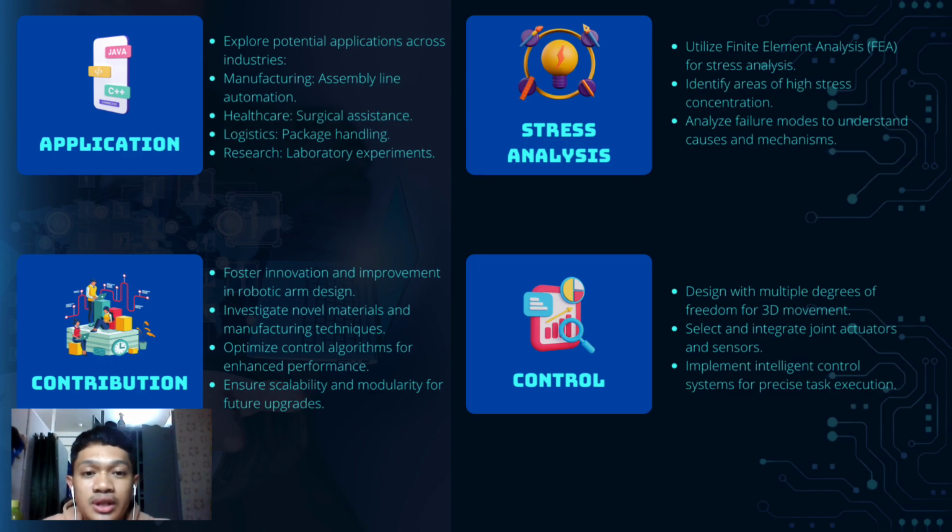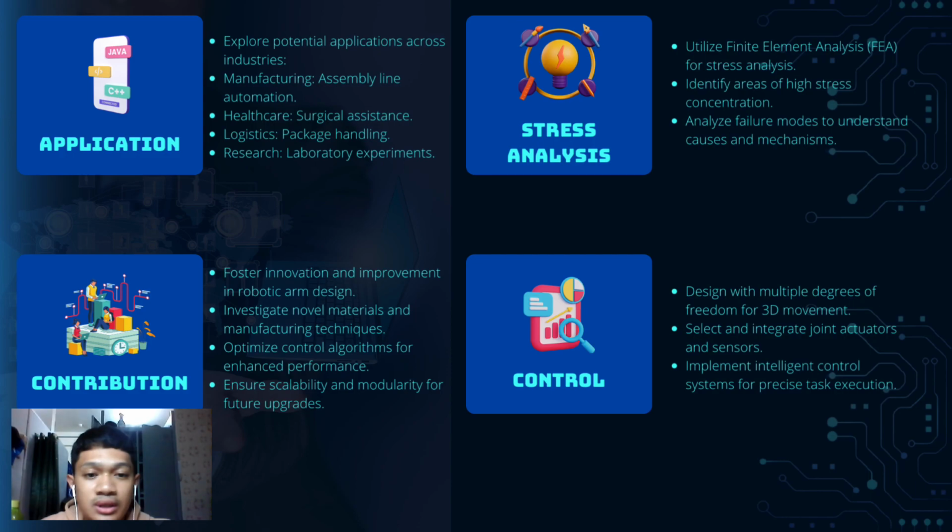In this project, we have done stress analysis for each part of the robotic arms. We utilized finite element analysis, which is FEA, for the stress analysis, and from this analysis, we can identify areas of high stress concentration. From this, we know the maximum weight that the robotic arm can lift and also how much stress it can undergo before it reaches its failure point.